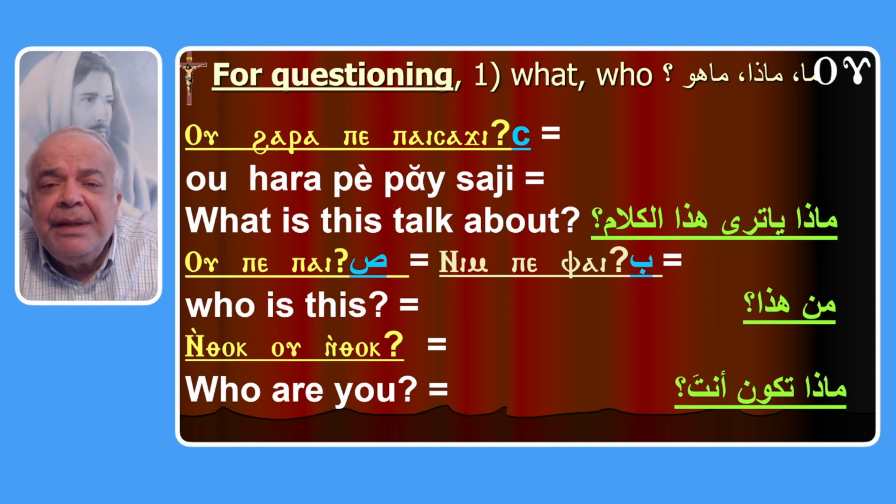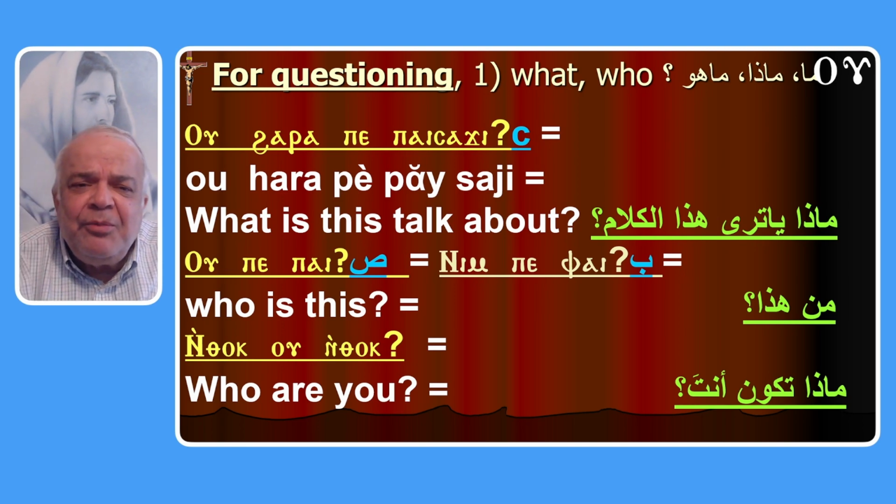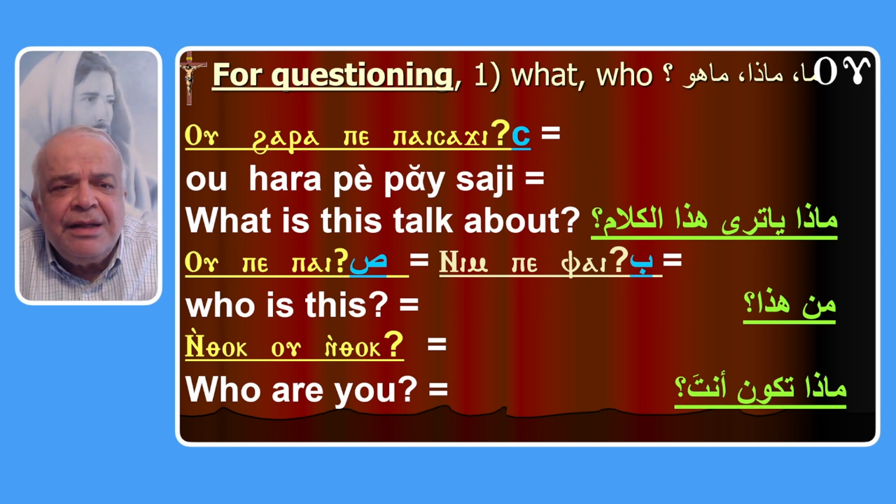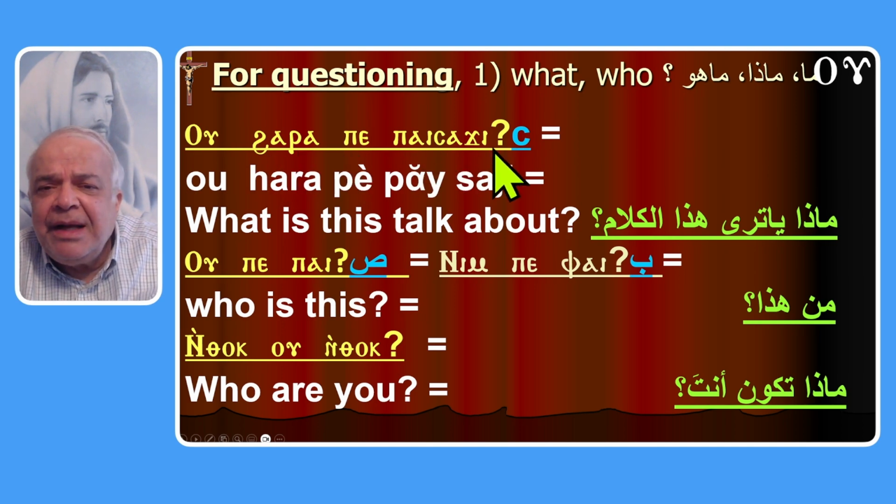O hara pe paisaji: what is this talk about? The word hara, we use it in our Egyptian Arabic dialect, and we say hara when someone is talking unclear, when someone is saying an unclear sentence. So let me say it again. O hara pe paisaji means, what is this talk about?